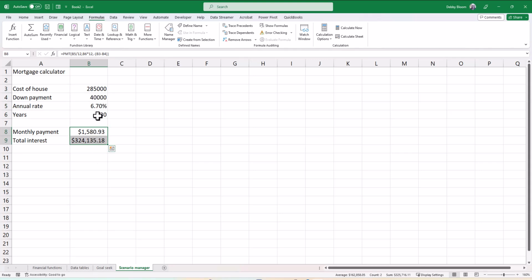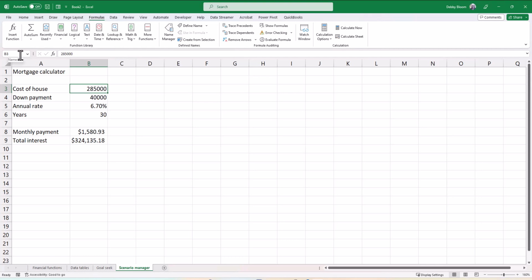Now, your book doesn't show this, but Scenario Manager becomes a little bit easier if we name our cells. So I'm going to click right now on cell B3. I'm going to go into the name box, which is right over column A and the first column of numbers. So this over here is the name box.